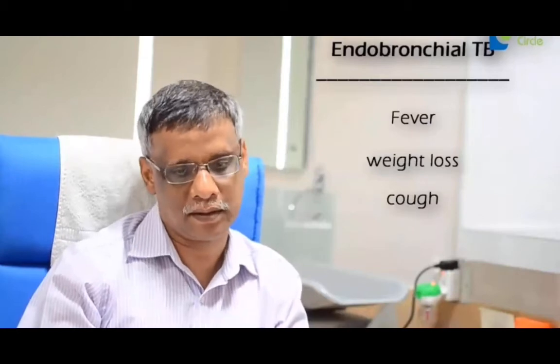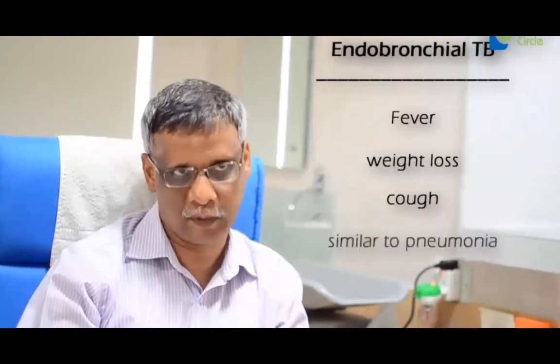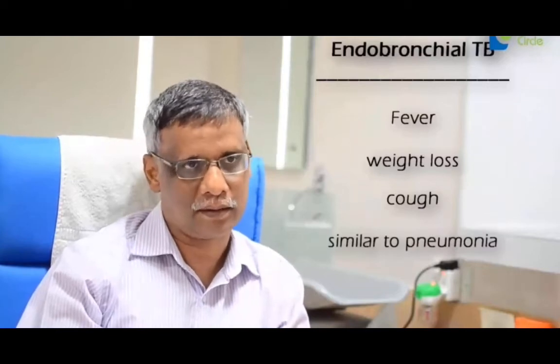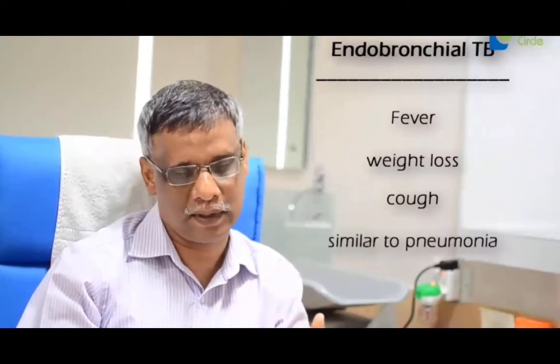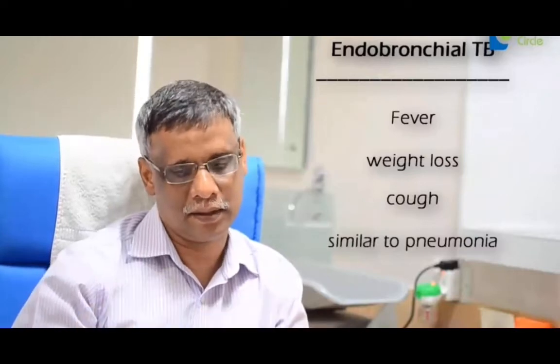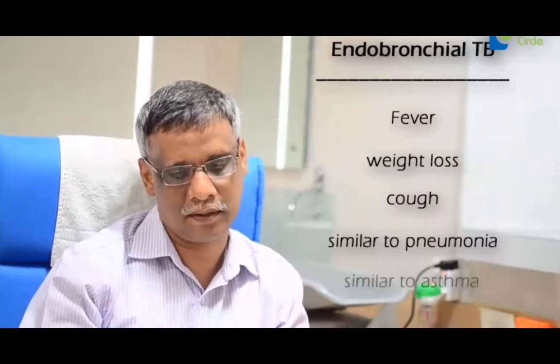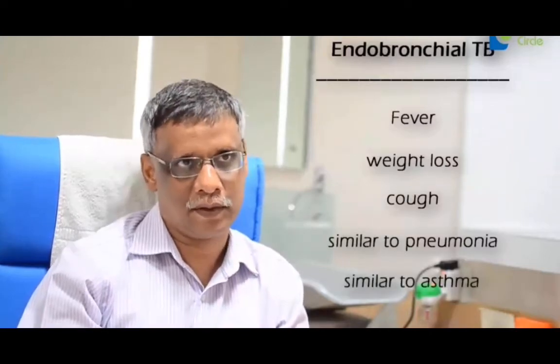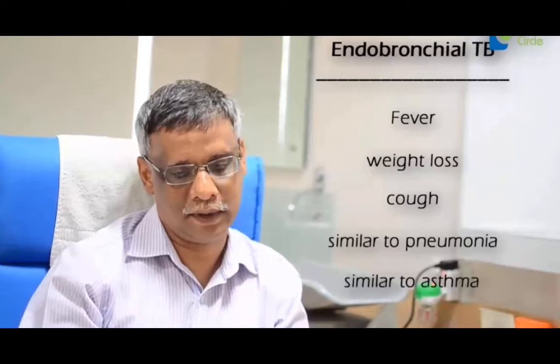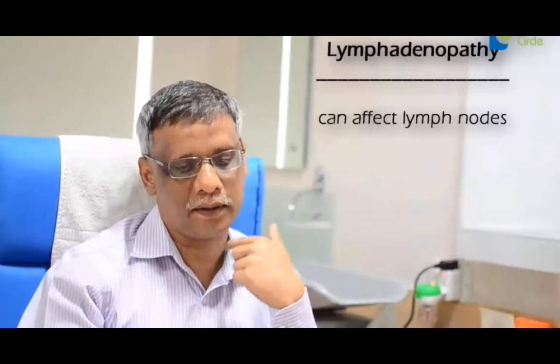When there is a more severe TB involving the lungs, the child can also develop features of pneumonia. And when there are lymph nodes inside the lungs, which press on the structures, they can have features similar to asthma, because the airway gets compromised. When the tuberculosis affects the lymph nodes, especially of the neck, that is called a lymphadenopathy type of TB.